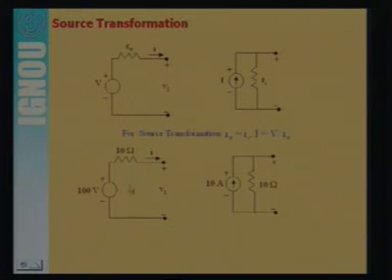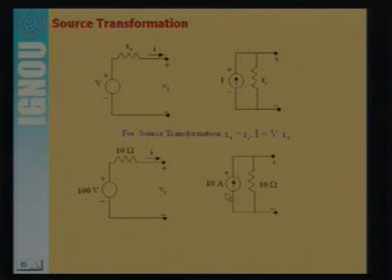Now let us take one example. Here we are changing this voltage source into the current source. How? This is the voltage source of 100 volt. We want to change it into the current source. What will be the value of I? I is equal to V by R. V is 100, so 100 by 10 is equal to 10.